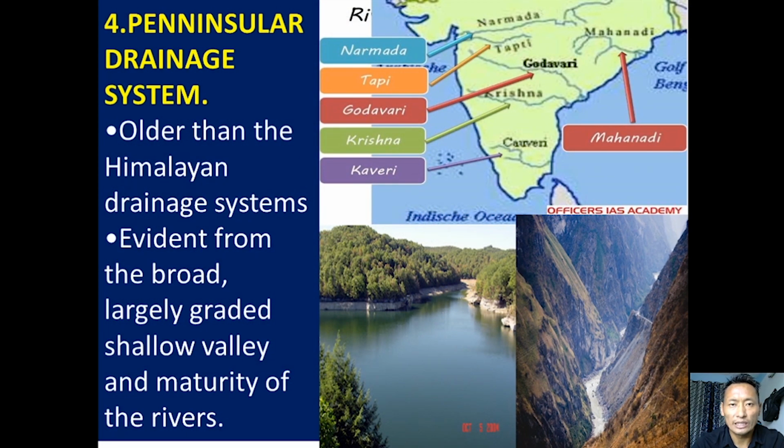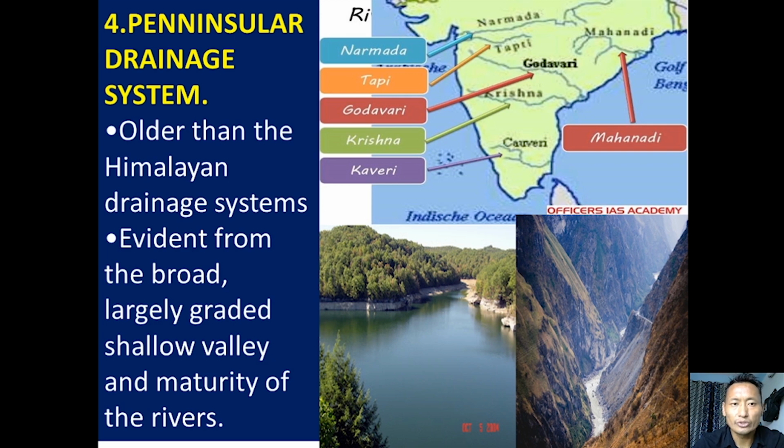In the previous class we already discussed and learned some important concepts and words related to chapter number 3, and after that we learned about the Himalayan river systems of India, or Himalayan drainage systems of India. So in this class we are going to learn about the Peninsular drainage system, or the river systems of Peninsular India.